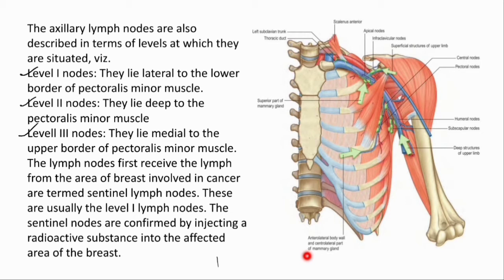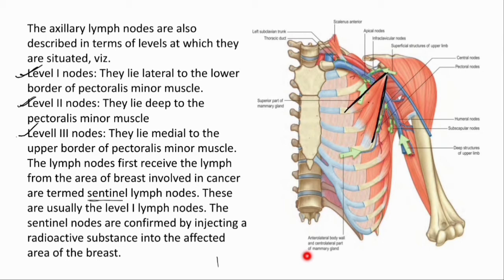This is mainly about pectoralis minor. So lymph nodes located lateral to the lower border of pectoralis minor are classified as level 1, and lymph nodes located medially to the upper border of pectoralis minor are classified as level 3, and lymph nodes located behind the pectoralis minor are classified as level 2.